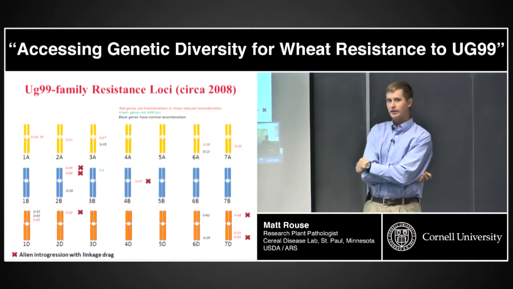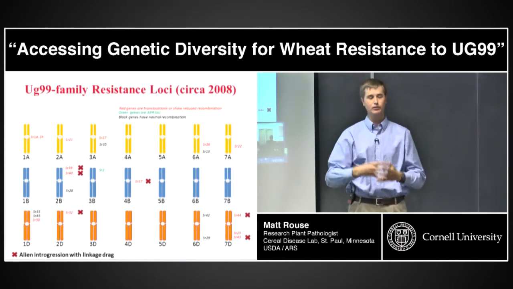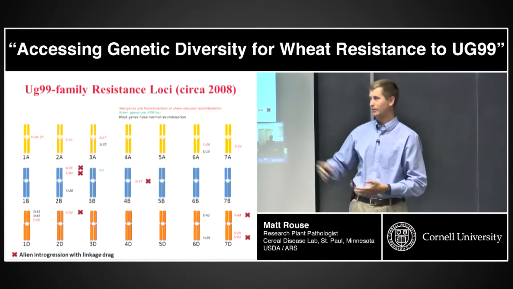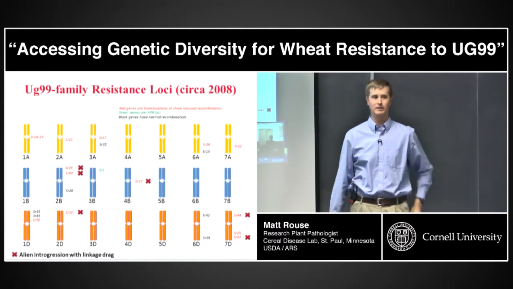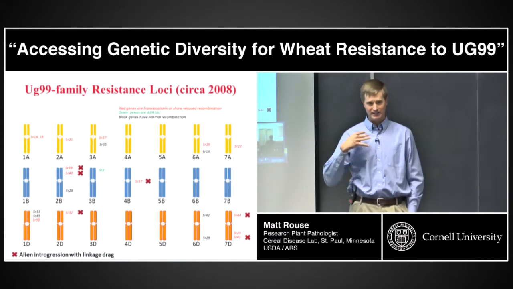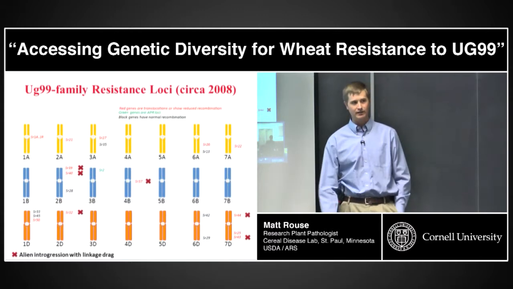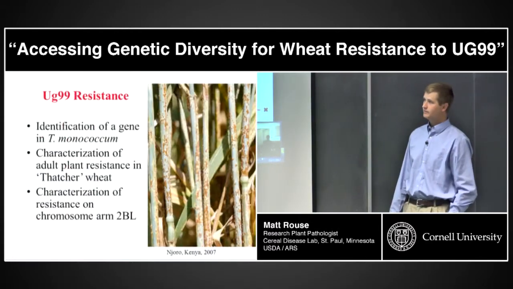Since UG99 has already shown to adapt to these new resistance genes that are deployed, if you think about we only have a handful of genes, if we put those out, we don't know if that's going to be enough or not. So there's a huge need for additional genes, even though we already have a few that are known.